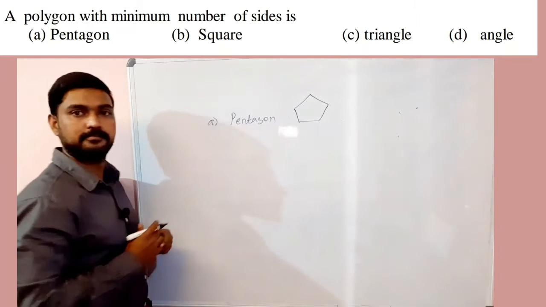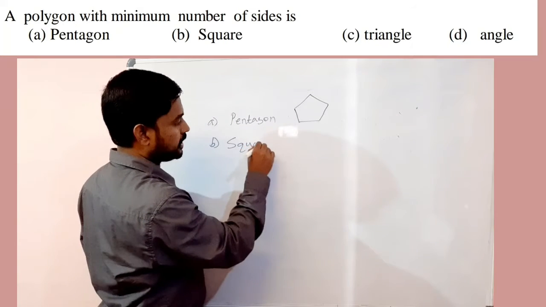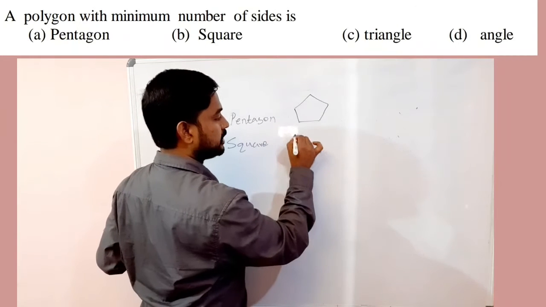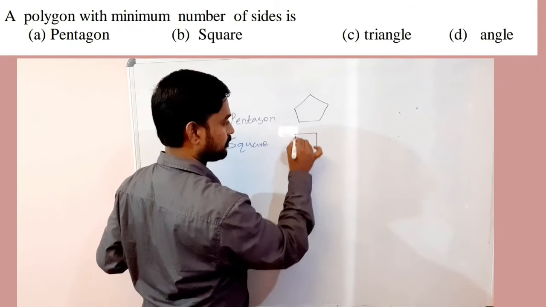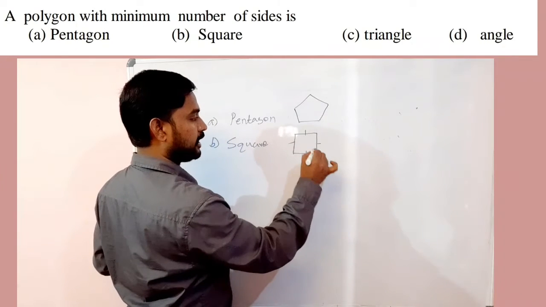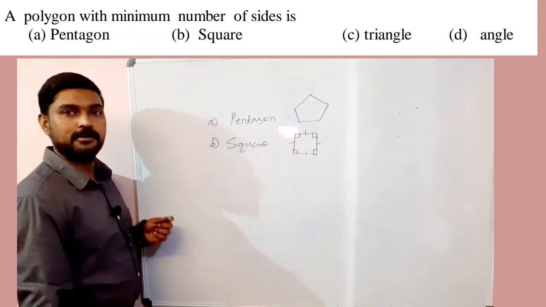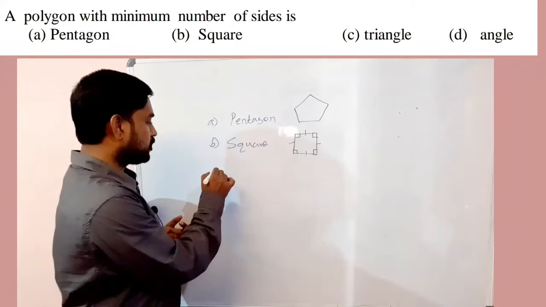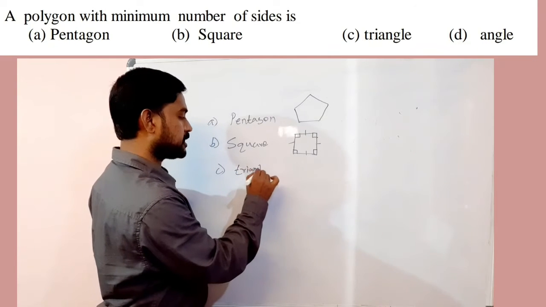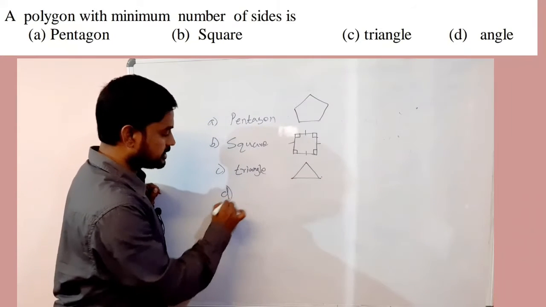This is a pentagon. And the second option is square. Square means a 4-sided polygon with all sides equal. It's a quadrilateral with all sides equal and all angles 90 degrees. So this is the square. And option C is given as triangle. Triangle is a polygon with 3 sides. And option D is an angle.